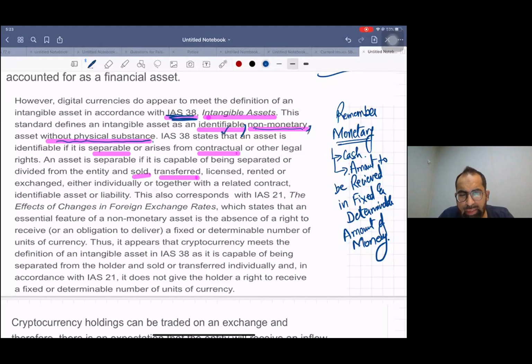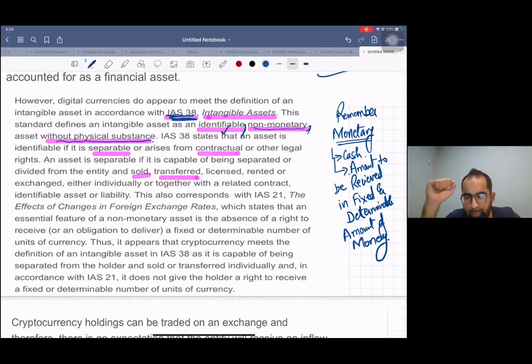Number two, is the cryptocurrency non-monetary? Yes. But before we go to non-monetary, first let's discuss the definition of monetary items. I hope you studied IAS 21 from scratch, and I hope you have gone through the definition of monetary items.